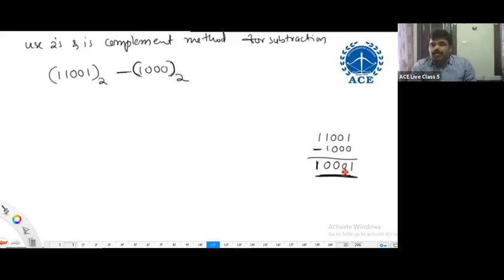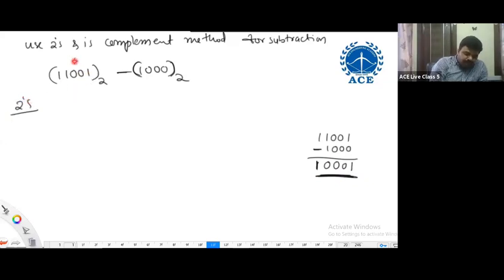I know the difference directly. I'm not using the 2's complement method or the 1's complement method. I know the difference. Now, I want to get this difference using the 2's complement method and the 1's complement method. Let us do that. So first, let me use the 2's complement method.